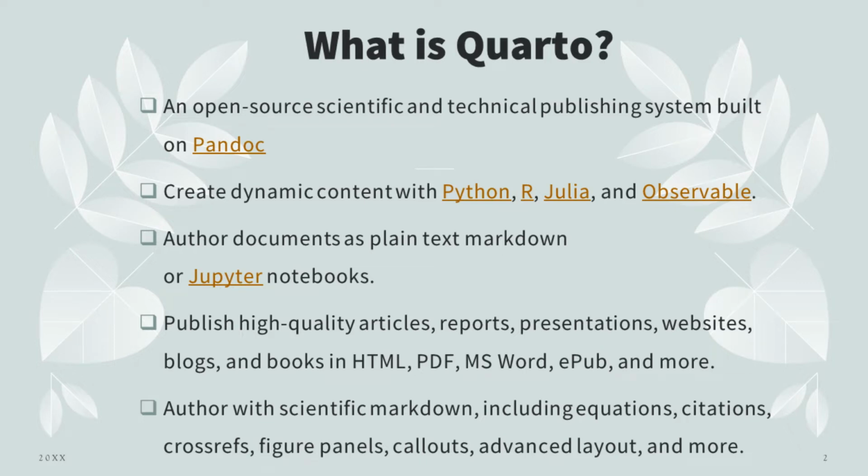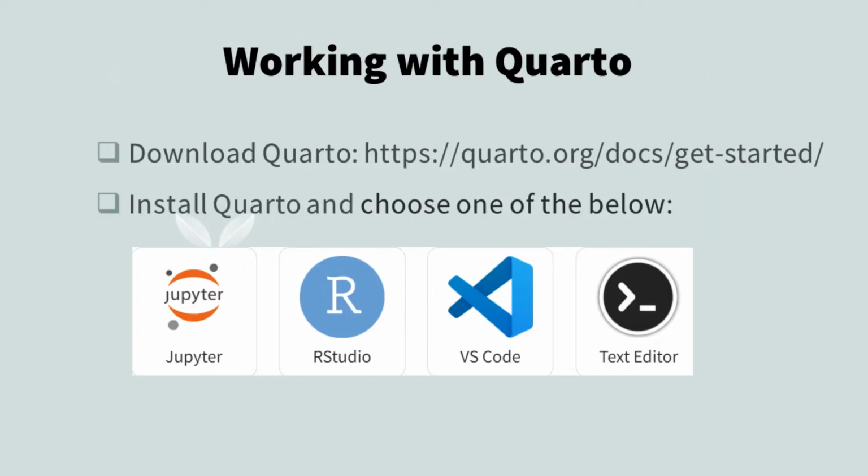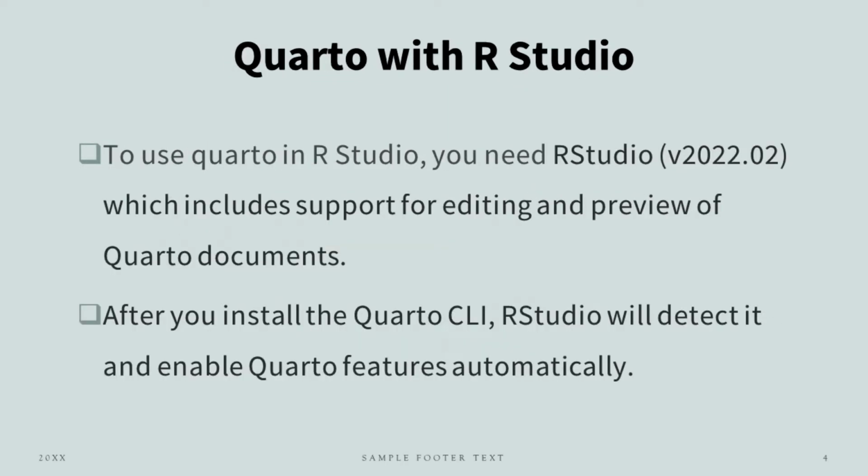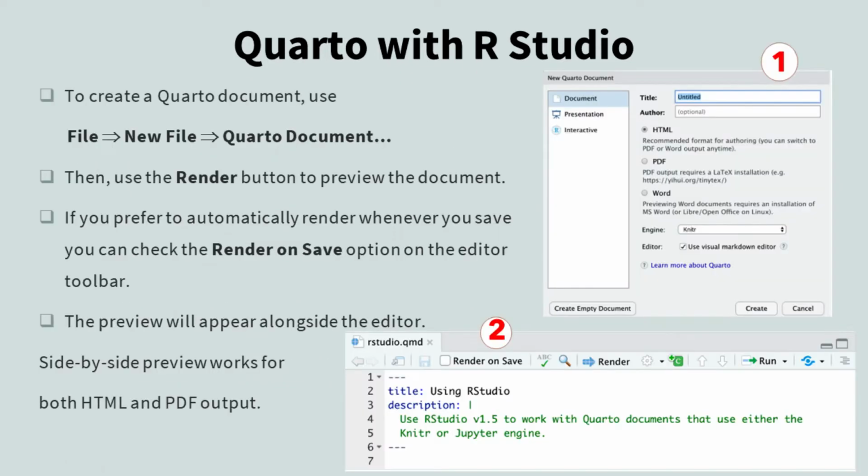To work with Quarto, first download it from the link shown in this slide. Then, install Quarto and choose one of the platforms that you want to work with. Here, we discuss how Quarto can be used via the RStudio platform. To use Quarto in RStudio, you need RStudio version 2022.02, which includes support for editing and preview of Quarto documents. After you install the Quarto CLI, RStudio will detect it and enable Quarto features automatically.